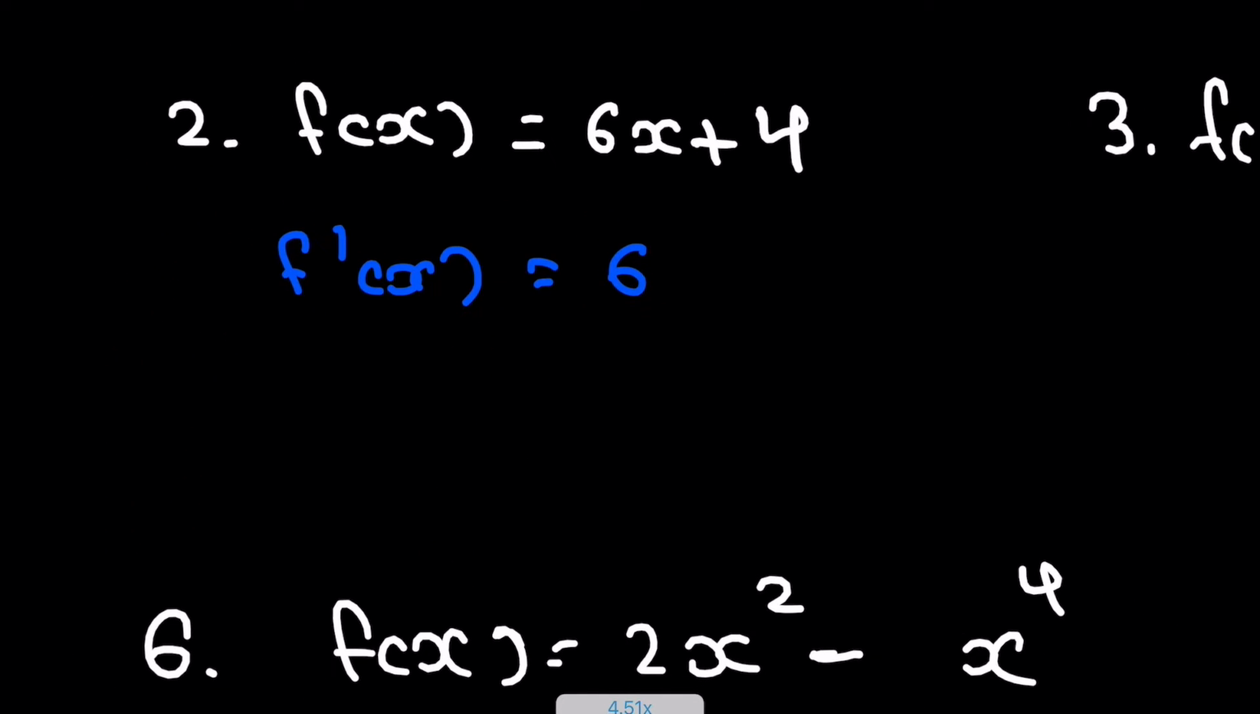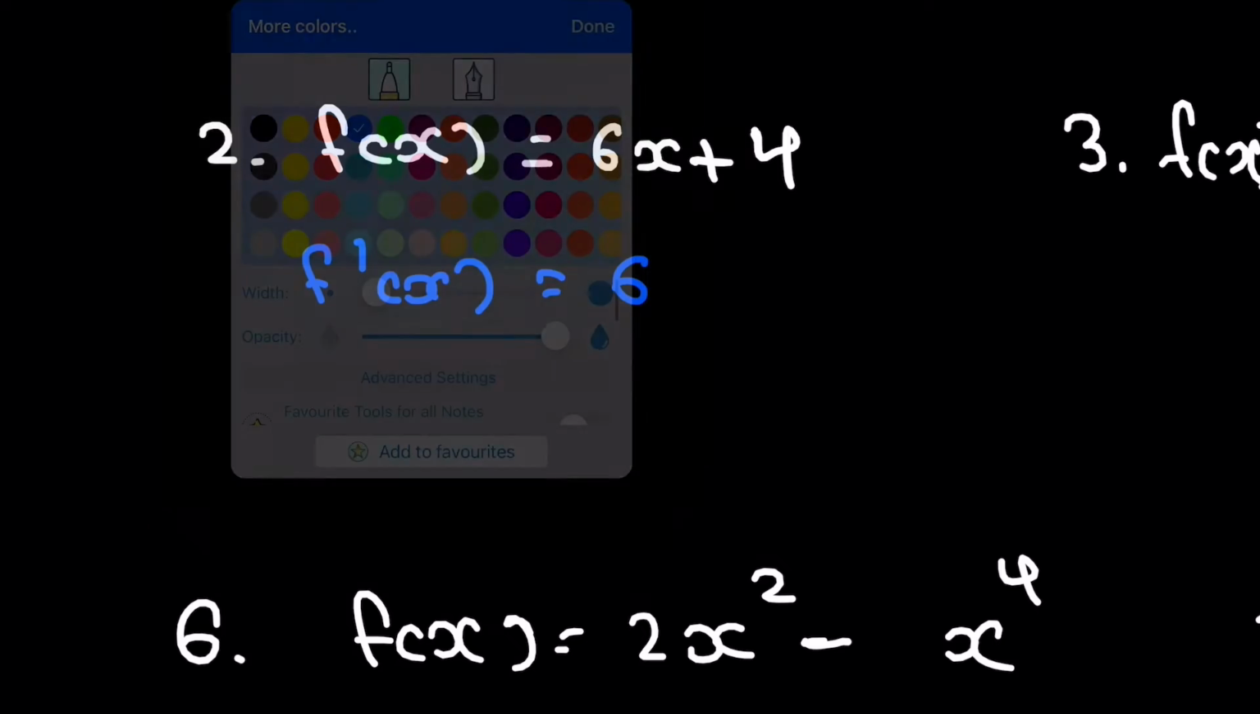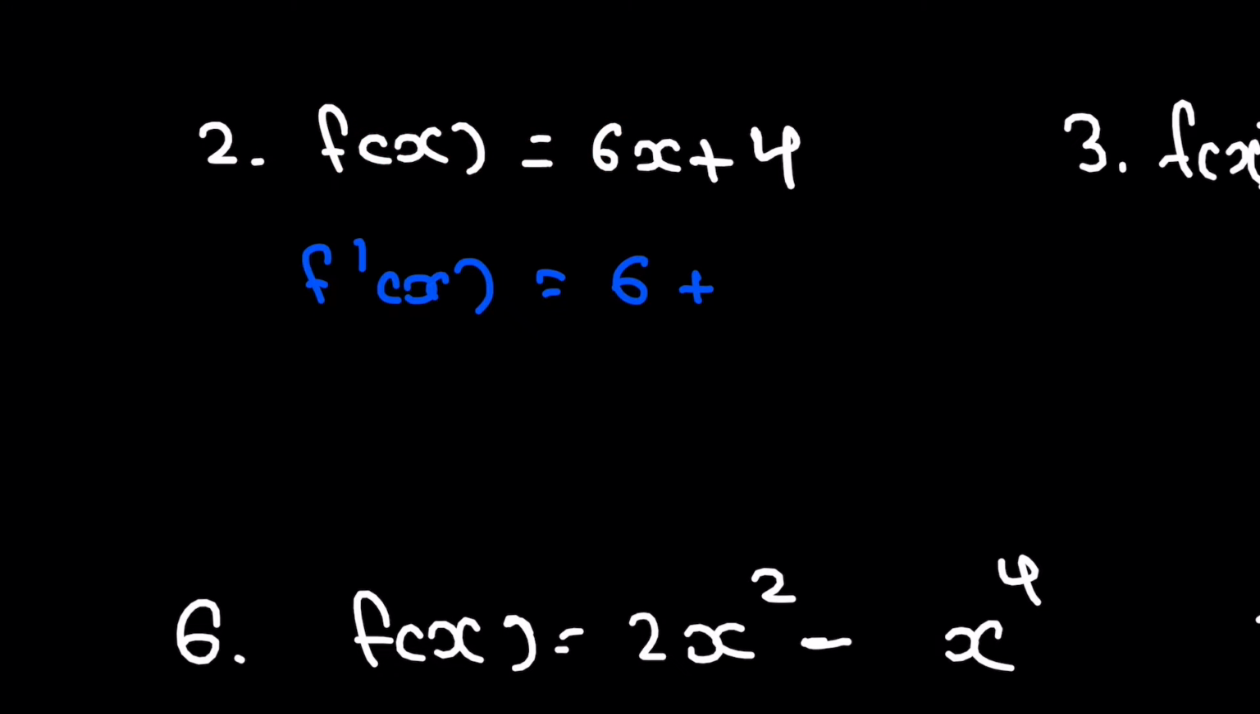Then we carry the sign down, this plus sign, and we calculate the derivative of 4. It's important to note that the derivative of any constant, any term that doesn't have a variable attached to it, is always just 0. So the derivative of 4 is just 0. Therefore, f dash x is equal to 6.